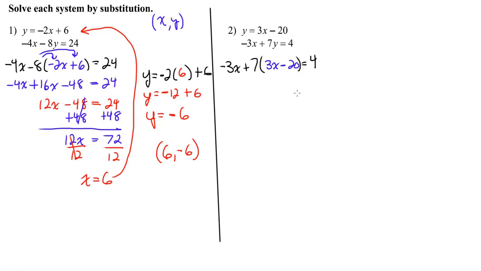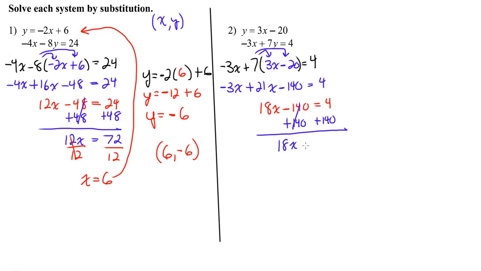And now we're going to follow our steps for solving multi-step equations. So 7 times 3x, that's positive 21x. And 7 times negative 20, that is negative 140, equals 4. And over here, we bring down the negative 3x. Next, we need to combine like terms. So negative 3x plus 21x is 18x minus 140 equals 4. Next, we need to get rid of this negative 140, so we're going to add 140 to both sides.